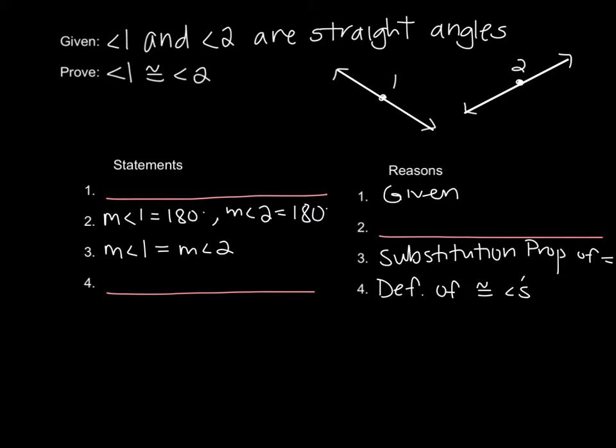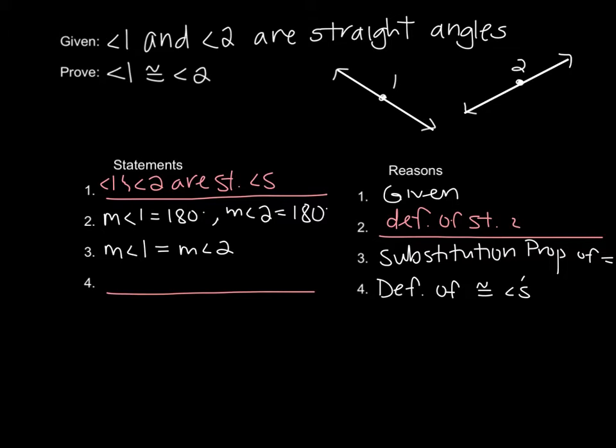So first in our statements, we write what we know. So statements: angle 1 and angle 2 are straight angles. And that's the reason is given. For statement 2, the measure of angle 1 equals 180 degrees, and the measure of angle 2 equals 180 degrees. And that's because of the definition of a straight angle. Right? We know that straight angles equal 180 degrees.